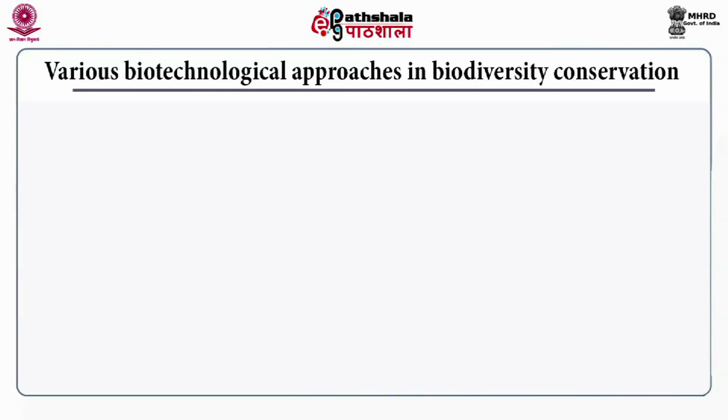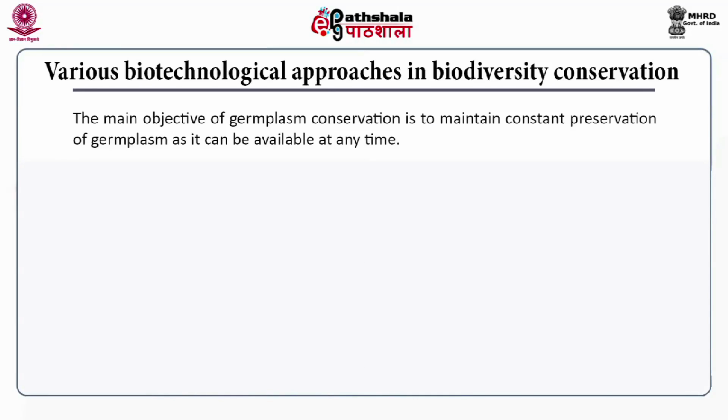Now, what are the different biotechnological approaches which are used in biodiversity conservation? The main objective of germplasm conservation is to maintain constant preservation of germplasm so that it can be available at any time. Now, we will discuss various biotechnological approaches which are used in biodiversity conservation.